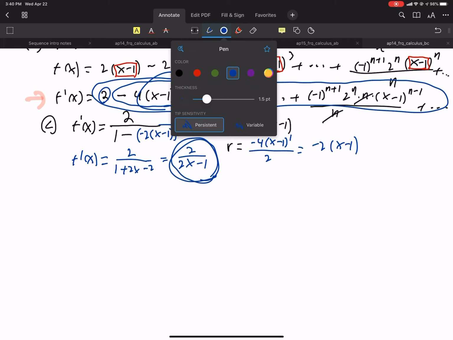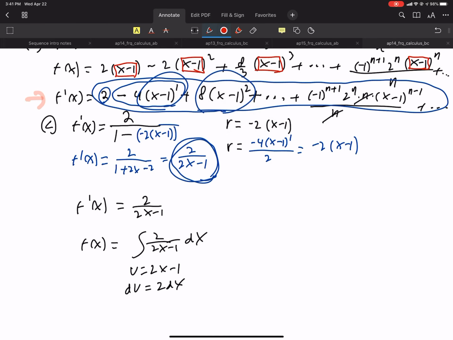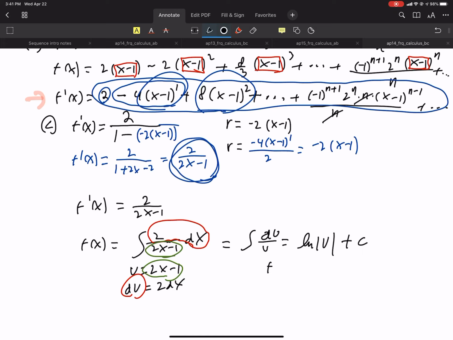The last step, we need to solve for f. So we have to integrate both sides. So f of x will be the integral of 2 over 2x minus 1 dx. I need to do a u substitution. So u will be 2x minus 1, du will be 2 dx. Do we have a 2 dx? Lo and behold, there is that, 2 dx. And then, do we have a 2x minus 1? Of course we do, because we determined that's what u is. So, very wonderfully, we have the integral of du over u. It's ln absolute value of u plus c. So f of x equals ln of, what is u? 2x minus 1, plus c.